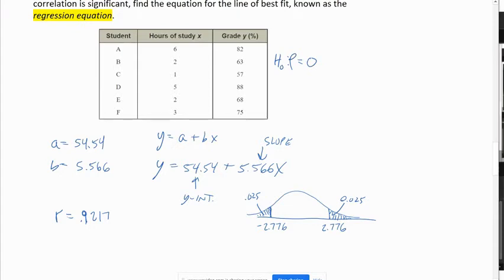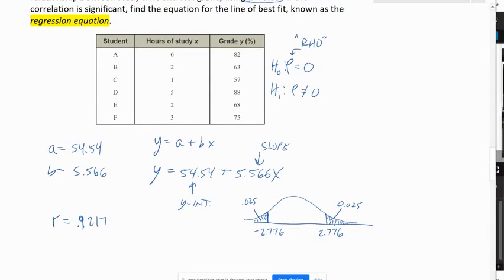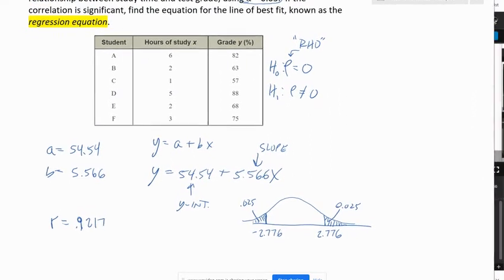So we use R on the calculator, but rho, this Greek letter rho, looks like a P, but it's rho. The Greek letter rho is what we're using for the correlation coefficient. So this is saying the correlation is 0. That's the null hypothesis. And our alternative hypothesis is that the correlation is not 0. And if the correlation is not 0, then we're going to say it is a linear relationship, within this threshold of alpha equals 0.05.